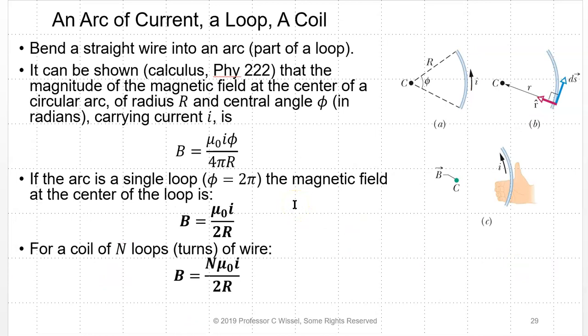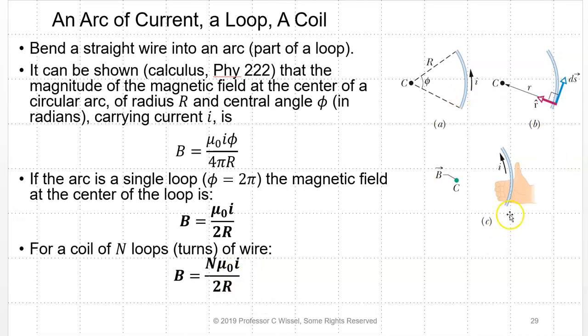Okay, now you can also bend a wire into an arc, which is part of a loop. It can be shown by calculus, Physics 222, that the magnitude of the magnetic field at the center of a circular arc of radius r and central angle phi in radians, be careful, carrying current I is B equals mu naught I phi divided by 4 pi r. Now, if the arc is a single loop, that is phi is 2 pi, all the way around, the magnetic field at the center of the loop is B equals mu naught I over 2r. And if you have n loops, a coil, B is just n times one of them, so B is n mu naught I over 2r.